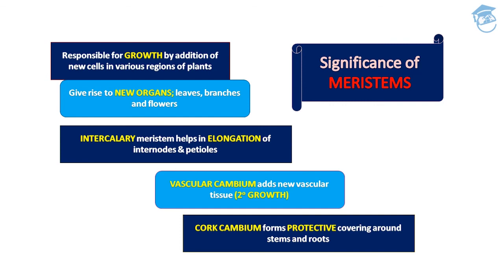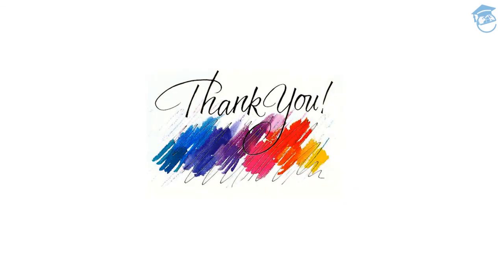So this was about the significance of meristem, and this was all about meristem based on origin and development, function, and position. In the next section of the presentation, that is the third section, we will discuss the permanent tissue and its types, such as simple tissue, parenchyma, collenchyma, and sclerenchyma.